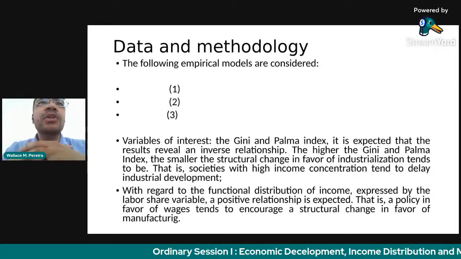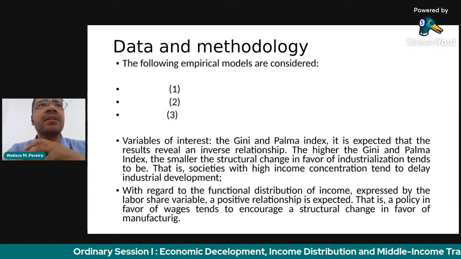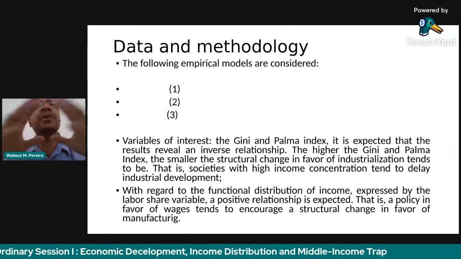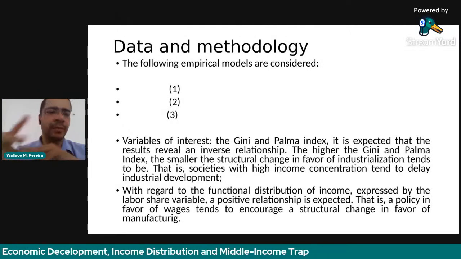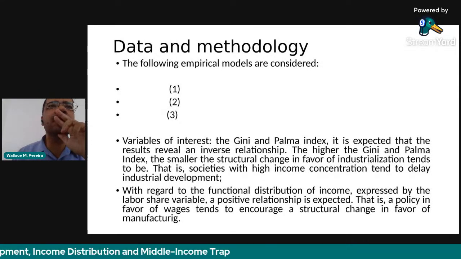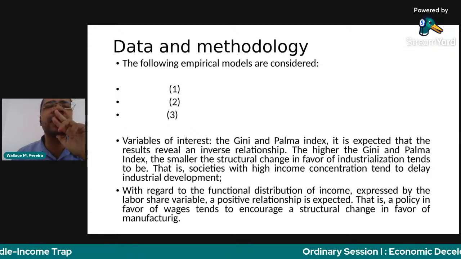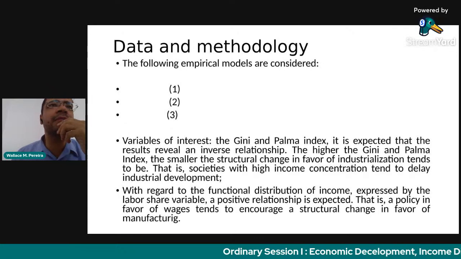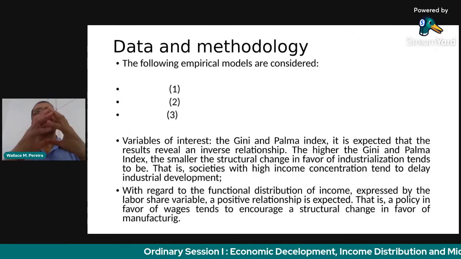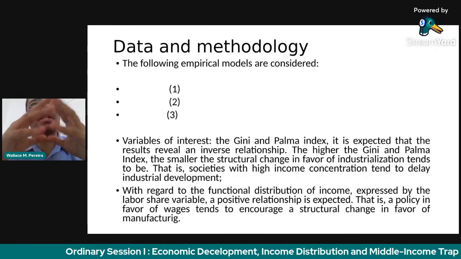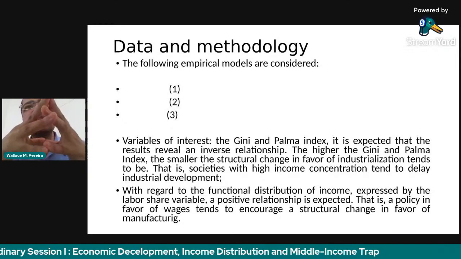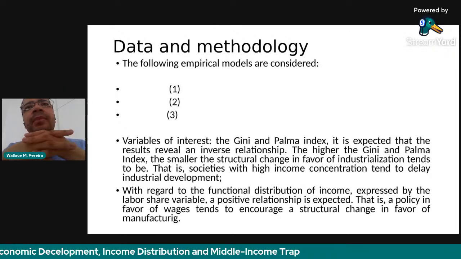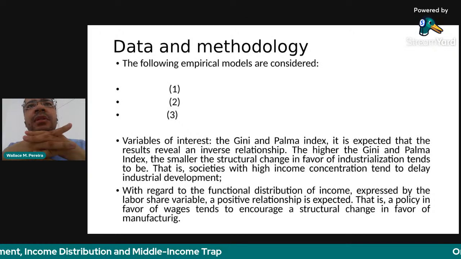The empirical strategy was the following empirical models. Oh my God, the equations are disappearing in my presentation. I don't understand why, but well. The variables of interest are the Gini and Palma indices, which measure the personal concentration of income.